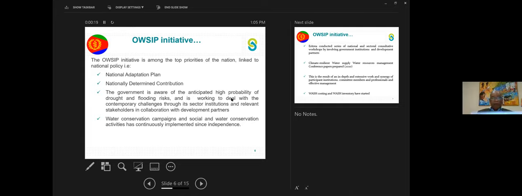Well, I don't know if you can see, but there are some illustrations demonstrating the campaigns which have been going on since the independence. Colleagues, are you able to see the slide? Yes, we can see the slides. Thank you.